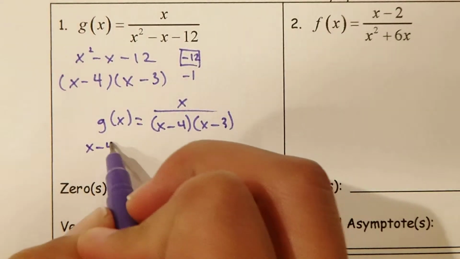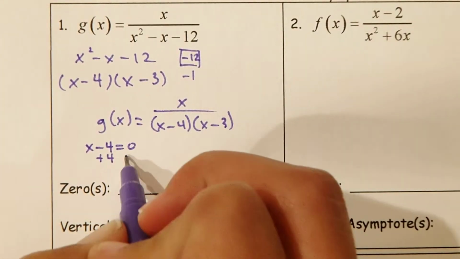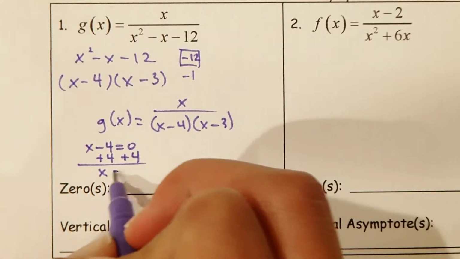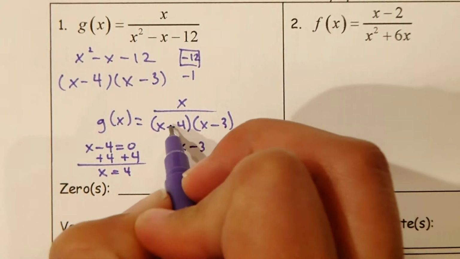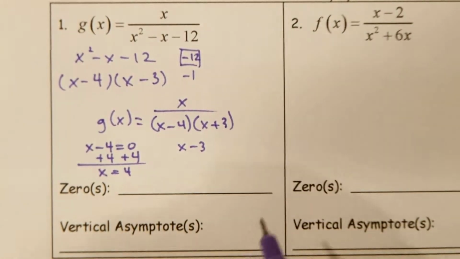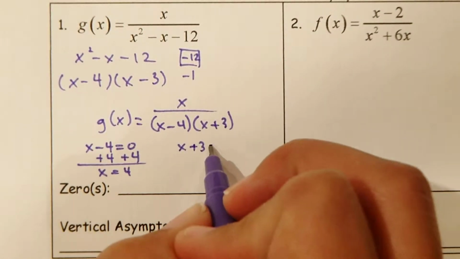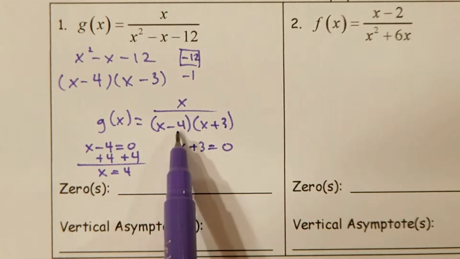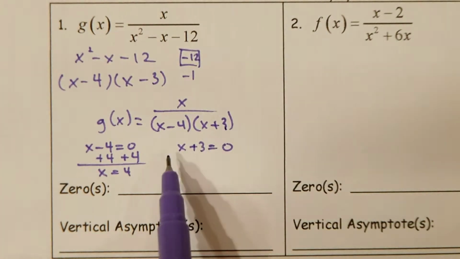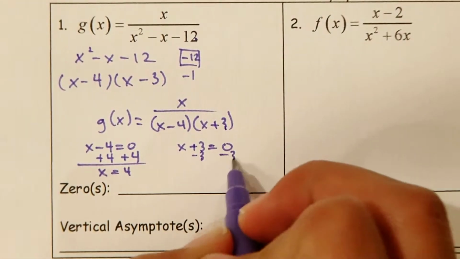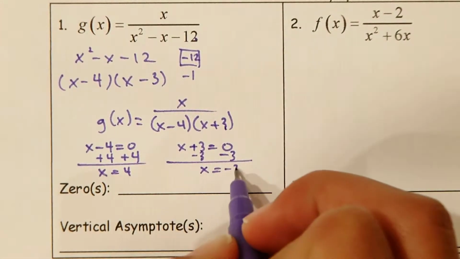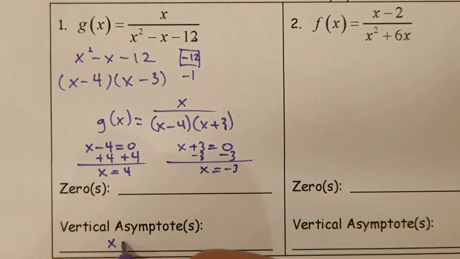So we've got x minus 4 equals 0, so we add 4. So x equals positive 4, and then we say x plus 3 equals 0. This is plus because negative 4 and positive 3 will give us negative 12. So we subtract 3, x equals negative 3. So our vertical asymptotes occur at x equals 4 and at x equals negative 3.